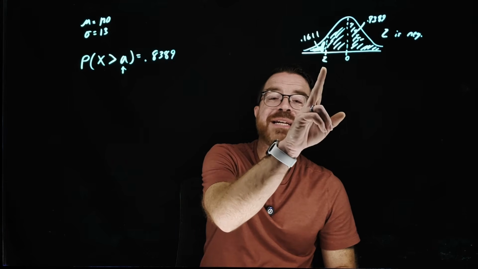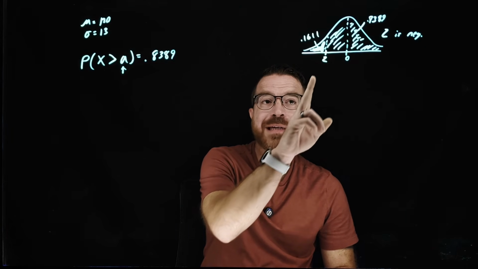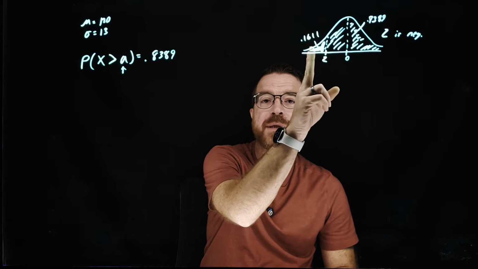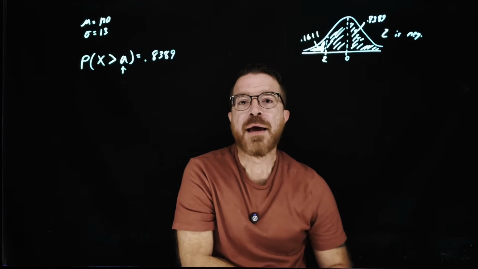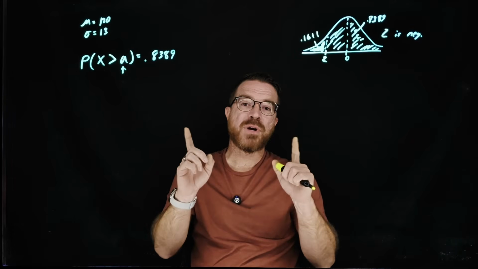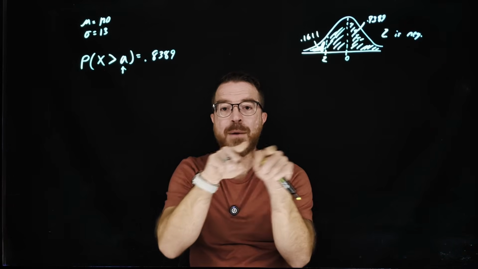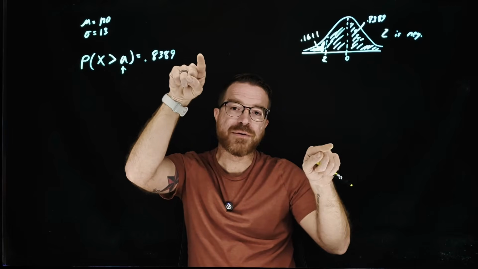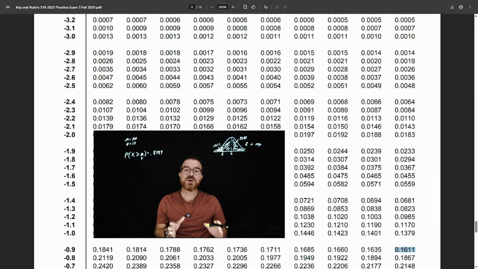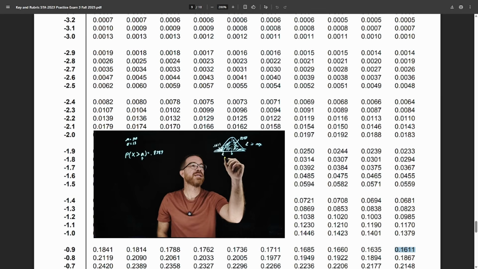Now, the fact is that we have a negative Z means we need to go to our negative Z table and we need to find the probability 0.1611. Unlike when we were doing our probabilities previously, where we had a Z value and then figured out the probability, now we're going to find the probability and then figure out what the Z value is. Going to our negative Z table, you can see here I've highlighted 0.1611. We go over to the left side and we get a negative 0.9. So our Z is negative 0.9.